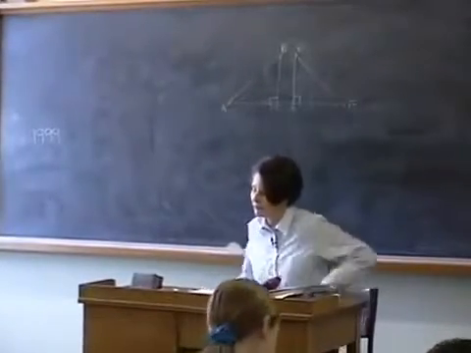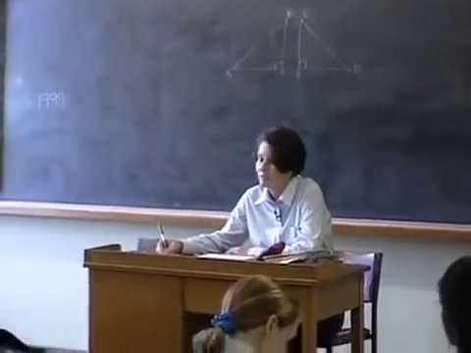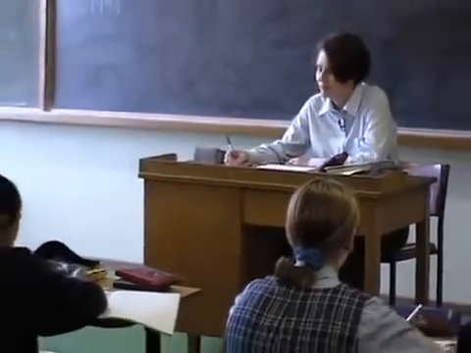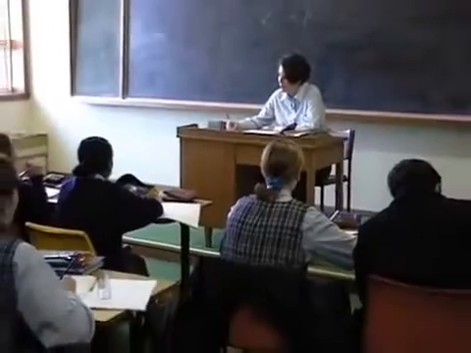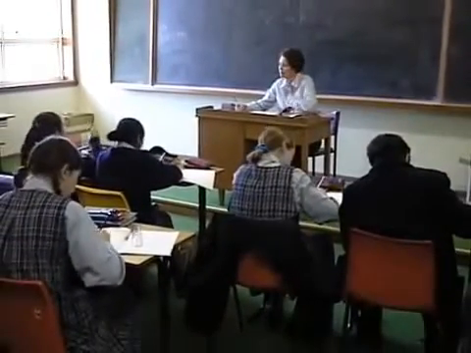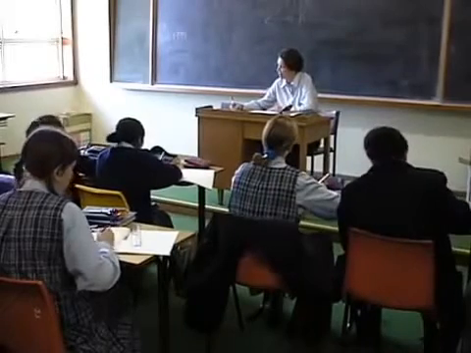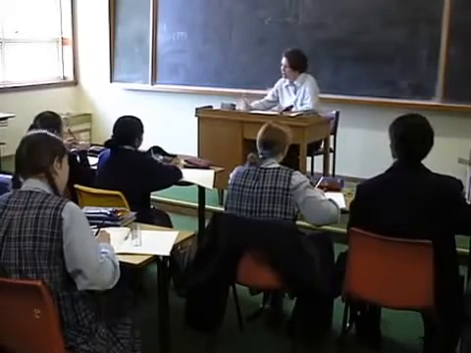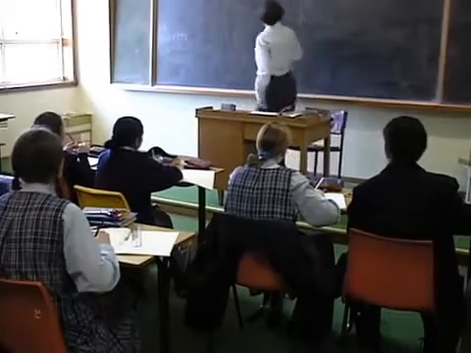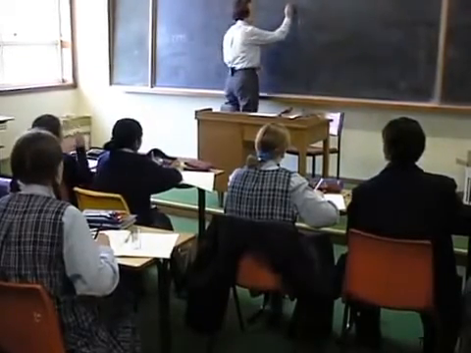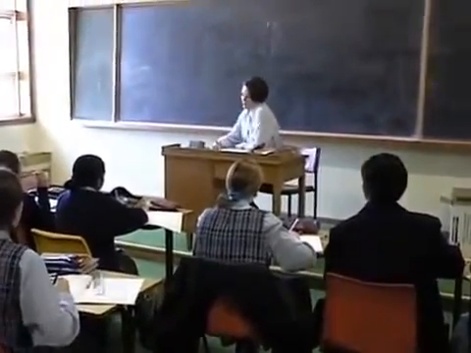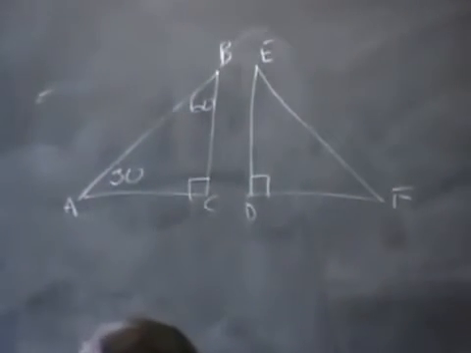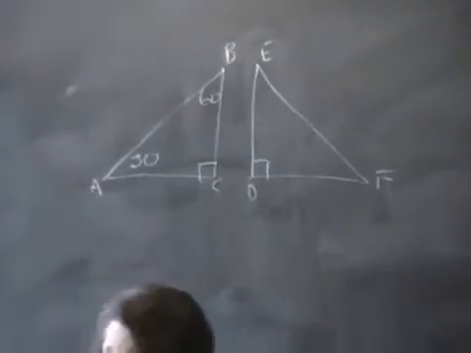All right, number one. Which angle is equal to angle A? Number two, which angle is equal to angle D? Number three, if angle A is 30 and angle B is 60, what size is angle E? Number four, what size is angle D?